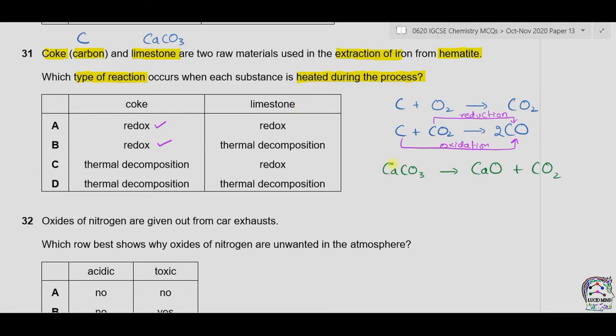Second is limestone, which is calcium carbonate, and calcium carbonate decomposes to form calcium oxide and carbon dioxide. This decomposition is in the presence of heat, so therefore this is thermal decomposition. This is not redox because the oxidation state of calcium has not changed. Similarly, the oxidation state of carbon is also the same on the reactant and product side. The answer is therefore B.